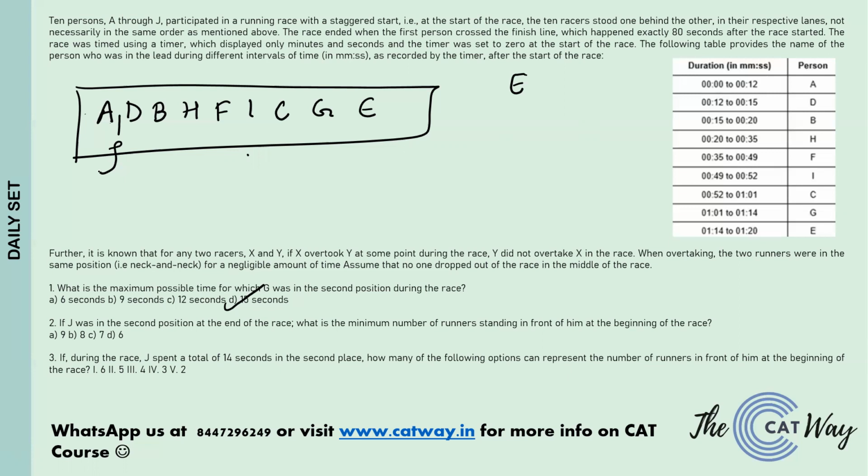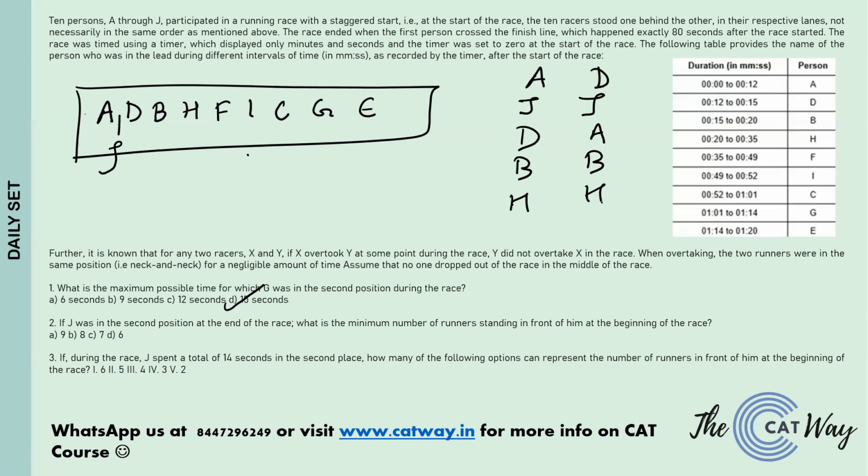Okay, I'll explain it to you this way. Let's say A was the first, J was the second, D was the third. D overtook and came over here. J overtook A, so J remained over here, and A came over here. Then B, H, and BH remained over here. Now J still is in the second position.